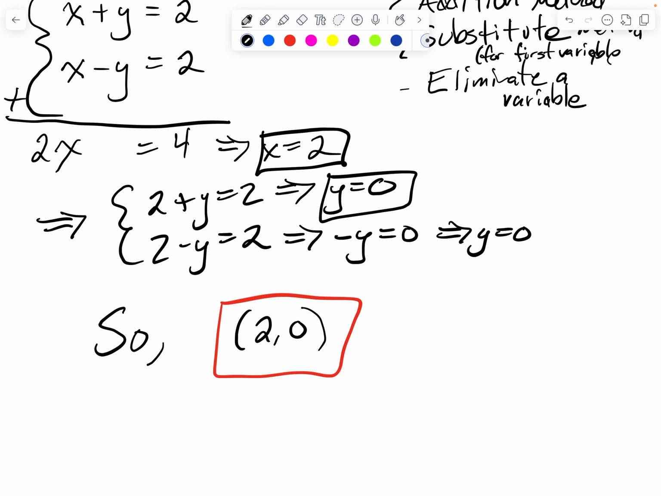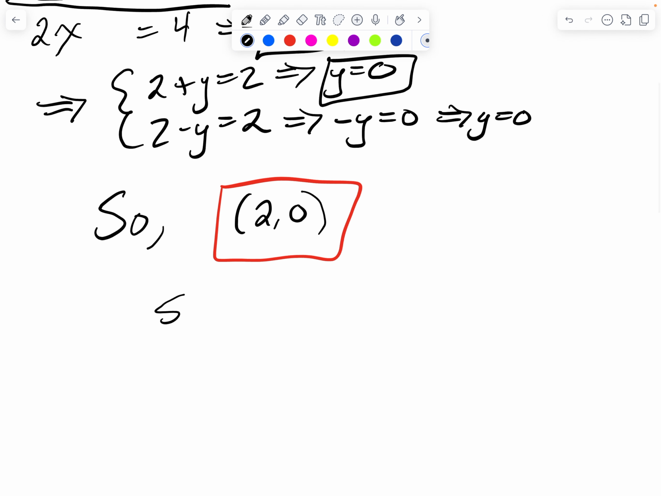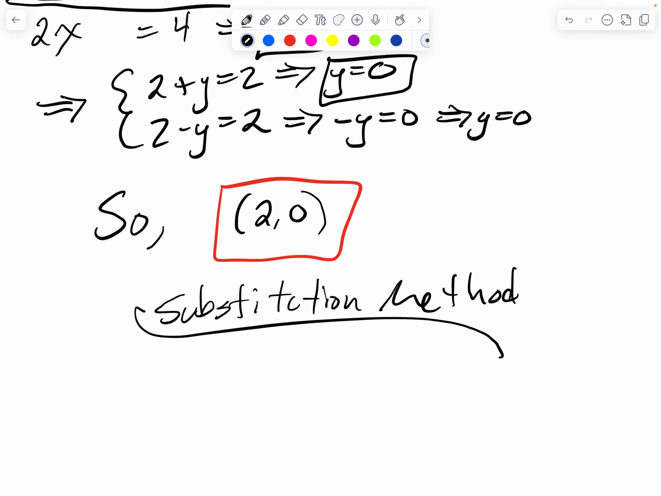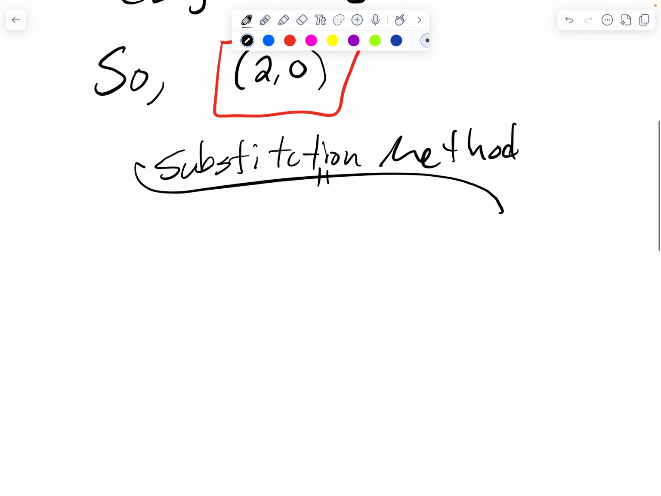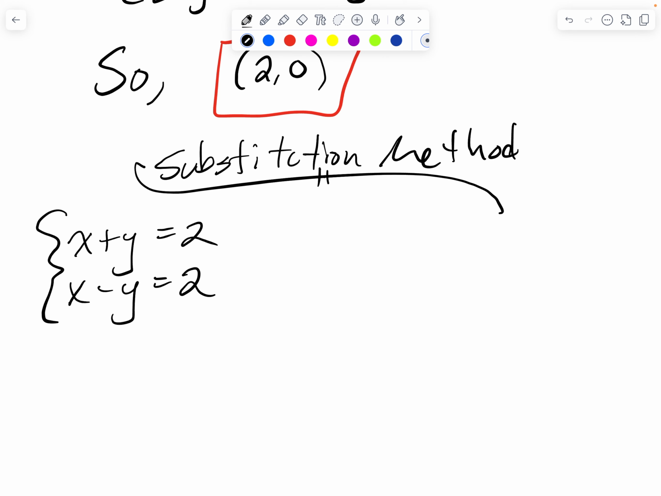Now that's the addition method. It's always going to be quicker. Now let's look at the substitution method instead. So what did our problem look like? It was x plus y equals 2, x minus y equals 2. To eliminate one of the variables, we're going to substitute one equation into the other to make a third equation that only has one variable in it.